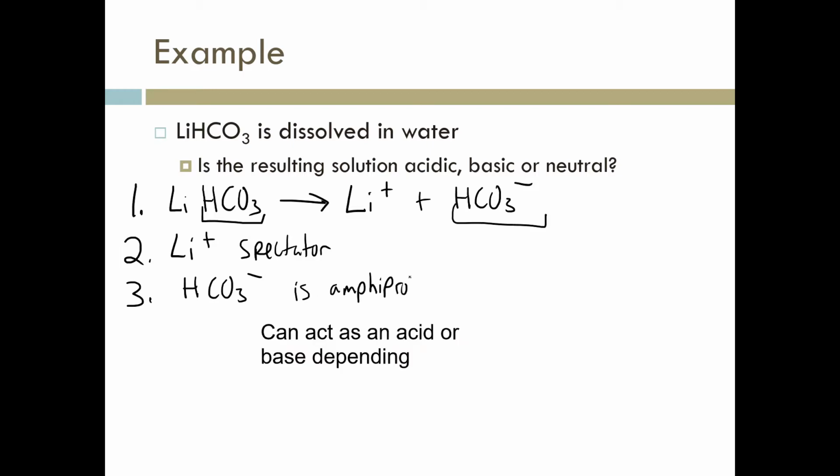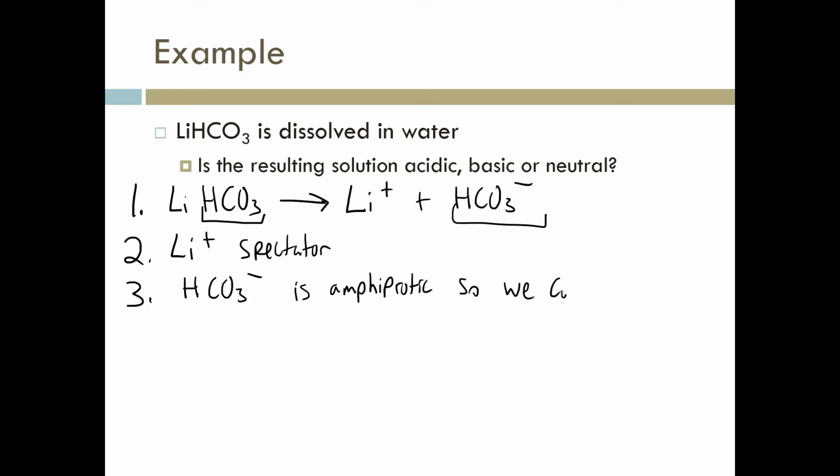So we have to compare its Ka and Kb. Essentially it boils down to which one is bigger. If Ka is bigger than Kb, then the acidic form of HCO3 minus is more prominent. If Kb is larger than Ka, then the base form of HCO3 minus is more prominent.